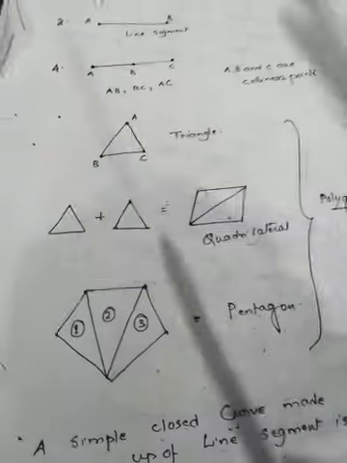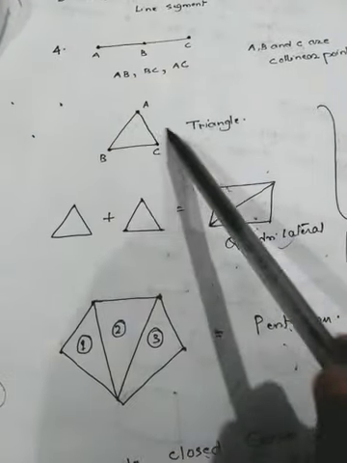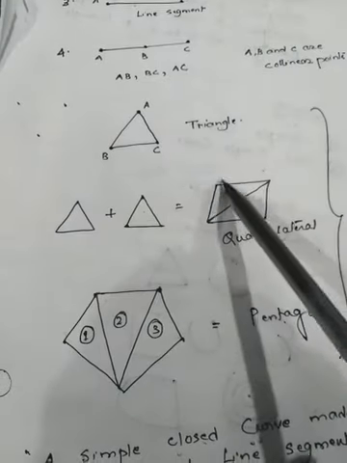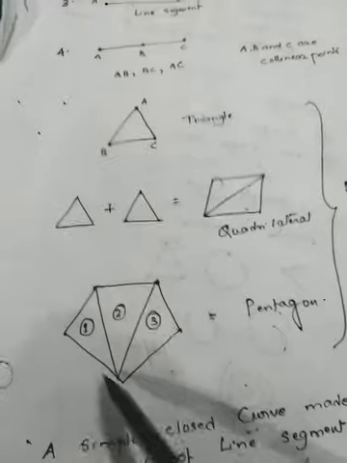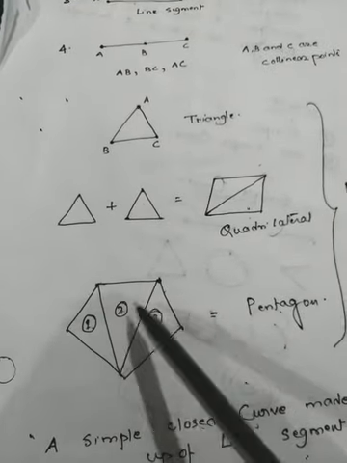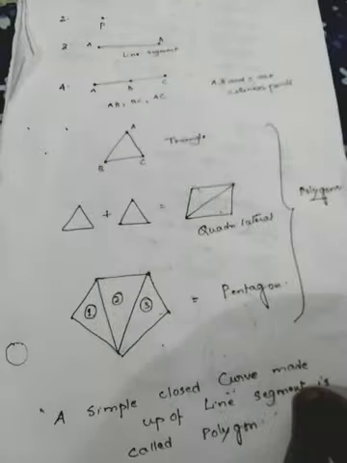Now what we have observed here: in a triangle, how many triangles are there? Only one. But in a quadrilateral, how many triangles are there? Two, isn't it? In a pentagon, how many triangles are there? One, two, and three, isn't it? So I've just made a chart. You just look at it because it is very important for your upcoming chapter also.